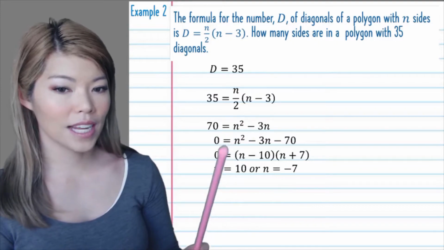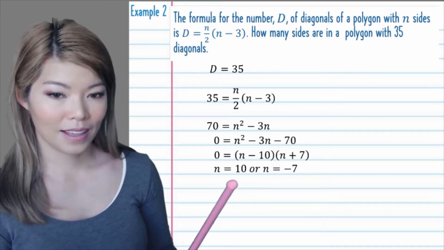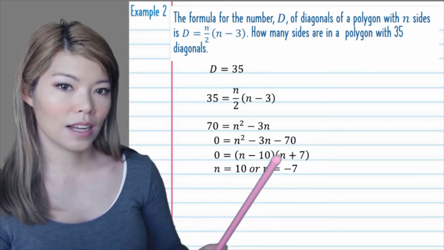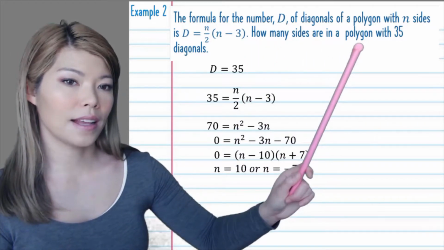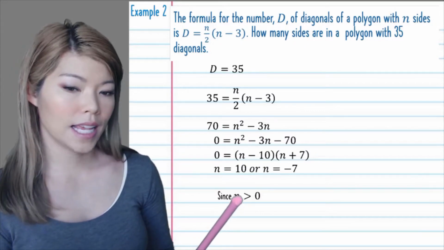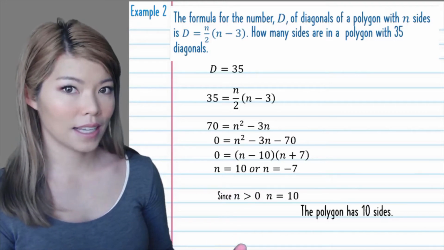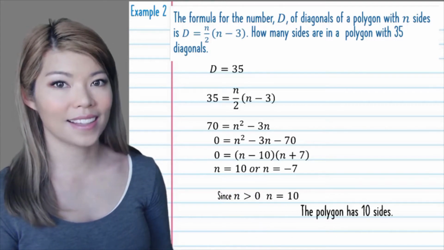If you've forgotten how to do any of these steps, click on the little i and it'll take you to those videos. So now we have that, we have to check the question, what's it asking for? How many sides are there? So we need a positive value. Again, write down, since n has to be greater than 0, then n is equal to 10. And write the sentence, the polygon has 10 sides.